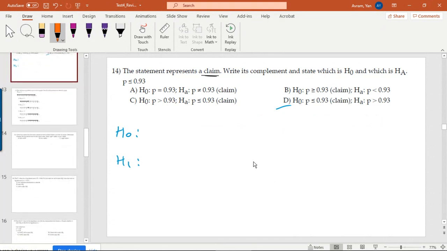All right. Look at 14. State whether the statement represents a claim. So what is a claim here? A claim is actually a statement from the question. Then write the complement, and state which is H sub naught and which is H sub A. I don't know how many of you got to chapter 7. Did anyone of you start on chapter 7? Not me. Okay, if not, this will be totally brand new.